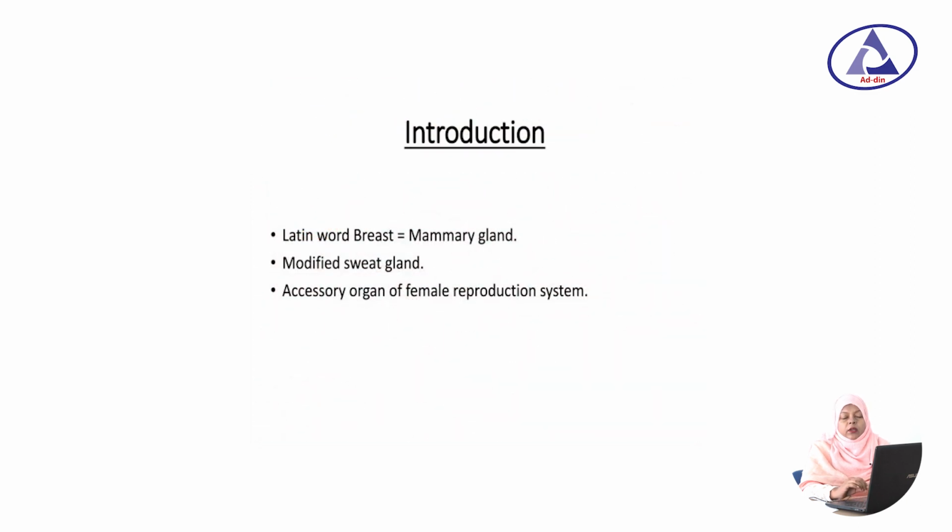Now, the Latin word for breast is mammary. Mammary means to feed the human baby with milk. It is a mammary gland. Now, we should remember that breast or mammary gland is a glandular structure, and it is a modified type of sweat gland, and it is an accessory organ of the female reproductive system. Accessory organ means its presence acts as a secondary characteristic of the female sex organ.